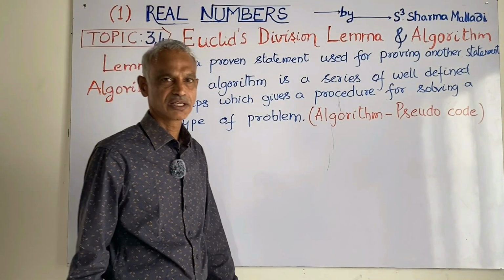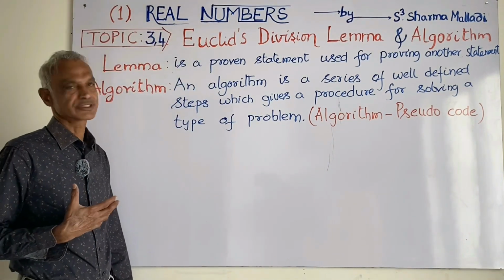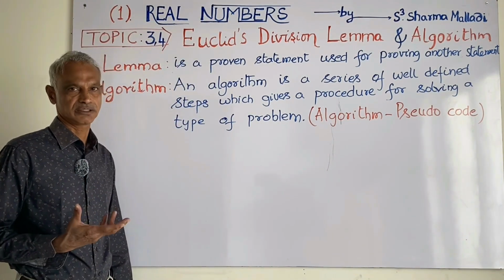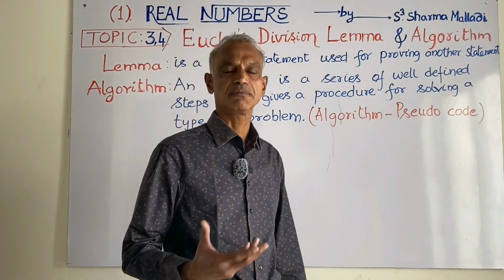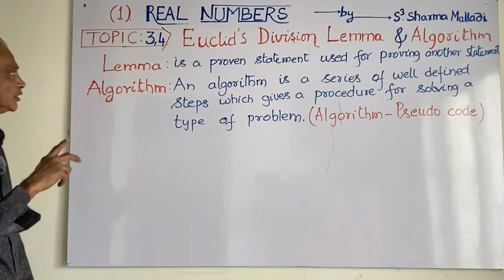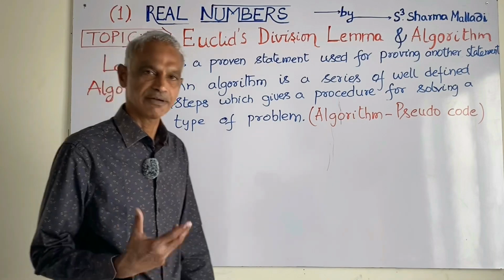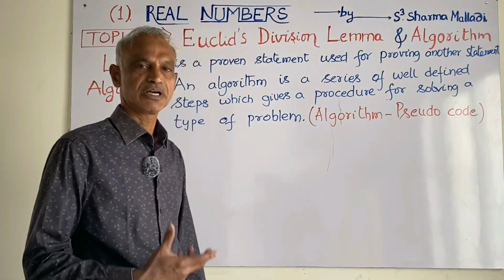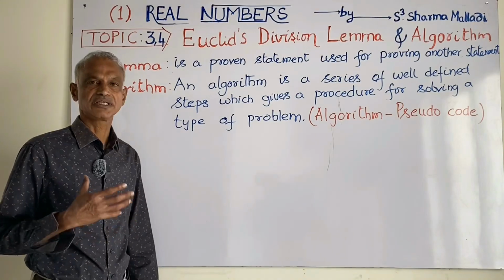Hi students, today we cover topics 3 and 4: Euclid's division lemma and algorithm. Actually, topic 3 is the fundamental theorem of arithmetic, but we are changing the order of topics 3 and 4. After Euclid's division lemma and algorithm, I will tell you the fundamental theorem of arithmetic. First I will tell you Euclid's division lemma.